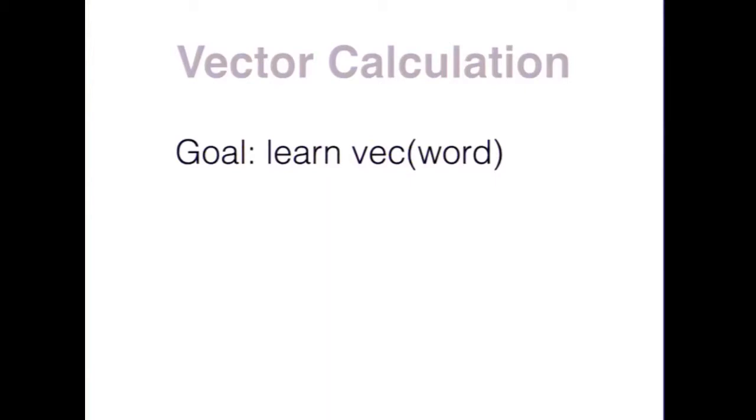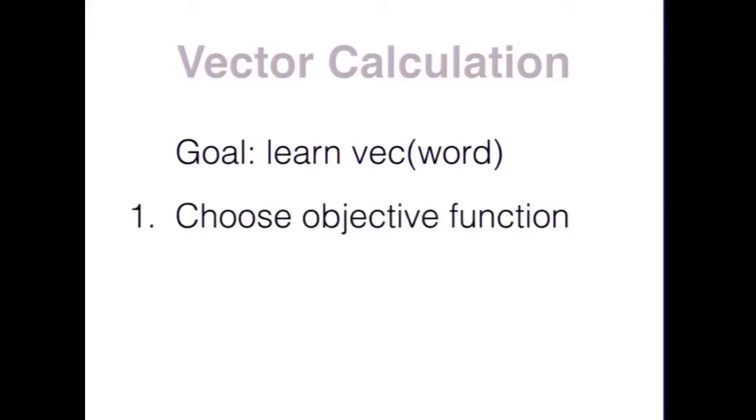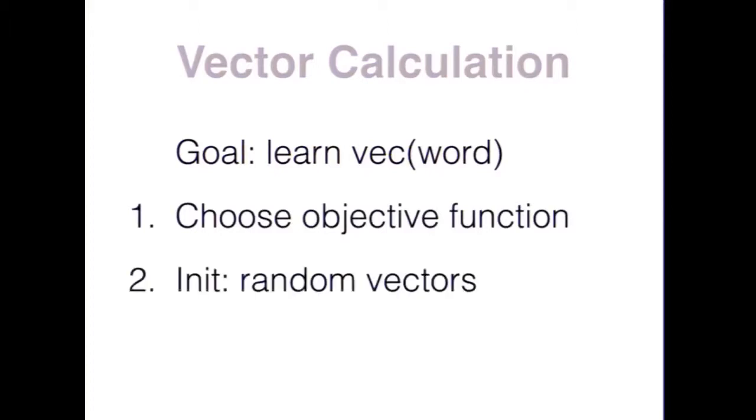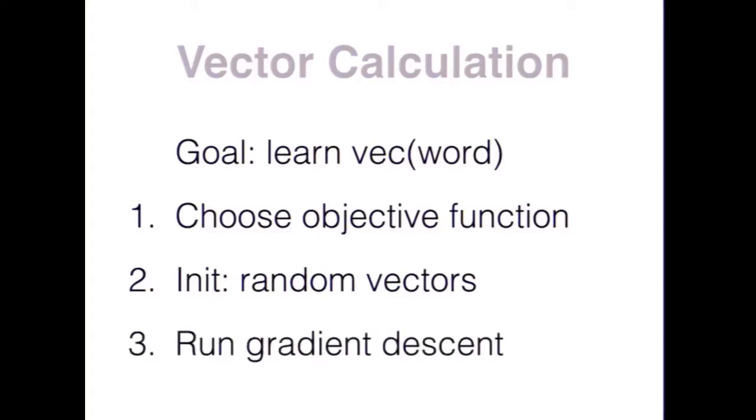So we need to get vectors, so we want to calculate this vector. The goal is to learn word vectors. Now, if we look at things from a distance, everything in machine learning kind of looks the same. We start with choosing an objective function. We initialize our vectors randomly, and then we run stochastic gradient descent until we get the vectors. If you've done some machine learning before, maybe you've seen the same process in different tasks.